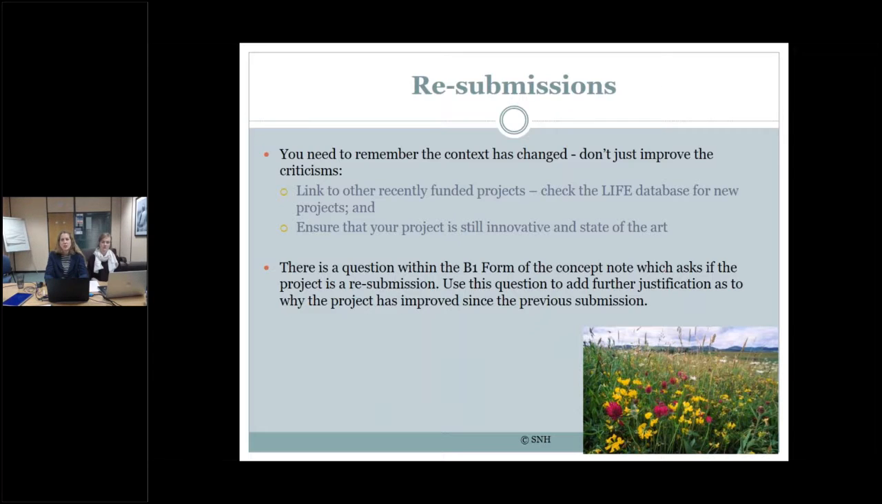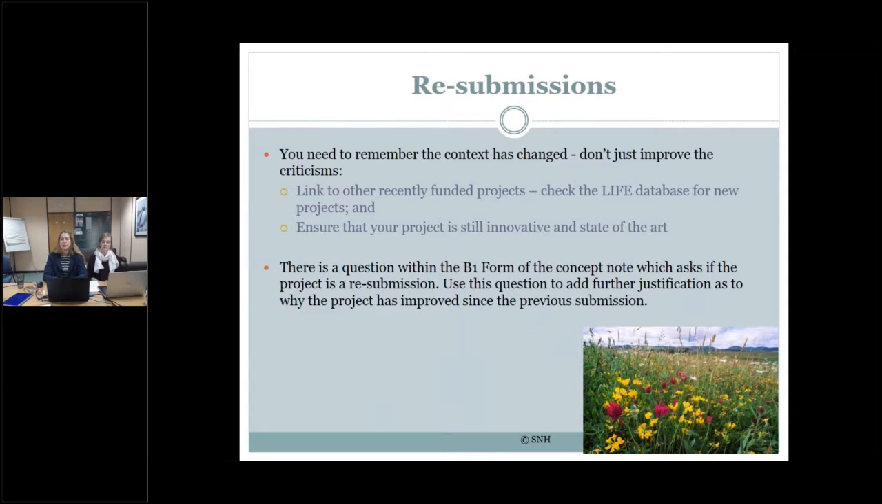So your project still needs to be innovative and state of the art. If a project has been funded on a similar topic, you will have to link to it somehow and exchange lessons learned to ensure that there is no duplication of efforts, because LIFE will not fund a project twice.